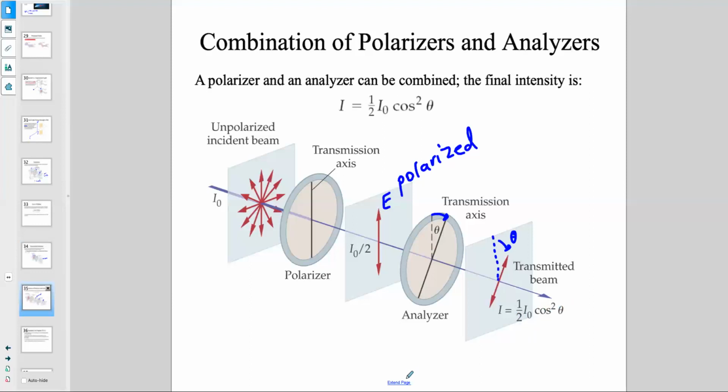So this way, I get an unpolarized incident beam. I let it go through my polarizer, getting half of its value out, and then I will let it go through my analyzer. So the analyzer is rotating the polarized beam to the direction that I want, and I'll get the intensity of half I0 cosine squared theta. And we know that cosine squared theta is always positive. It is always between 0 and 1.